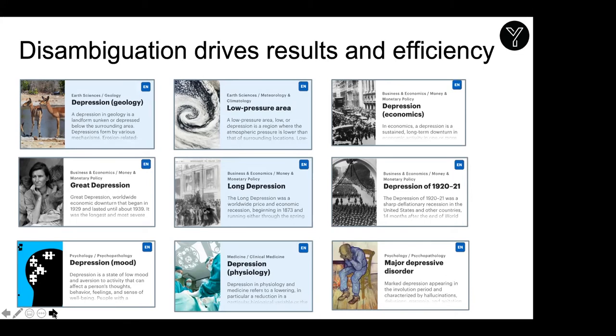But the key thing is that the person who's looking for depression in economics is a very different researcher from somebody who's looking for depression in physiology or depression in the mood. So the ability of the technology to take a single word and accurately disambiguate and provide the right kind of depression, and therefore help people find the right kind of information, is absolutely critical in terms of maximizing the value of content and actually understanding what you've got.